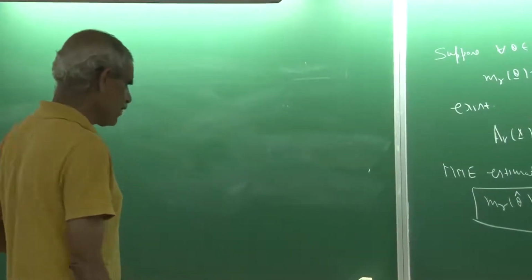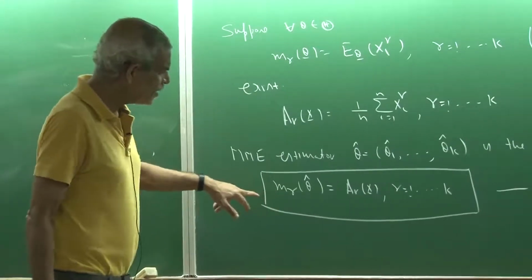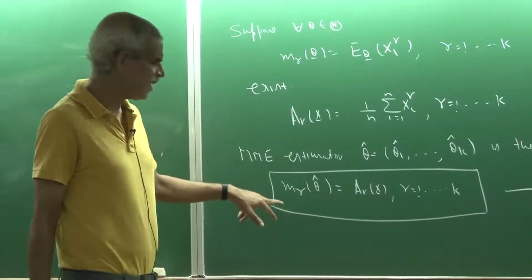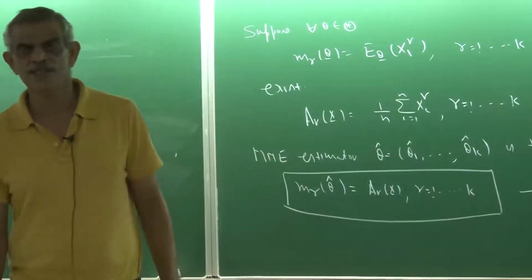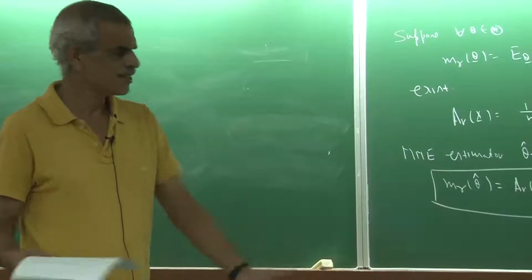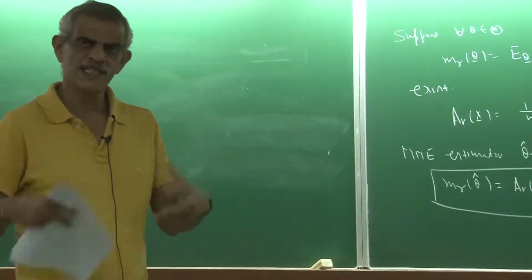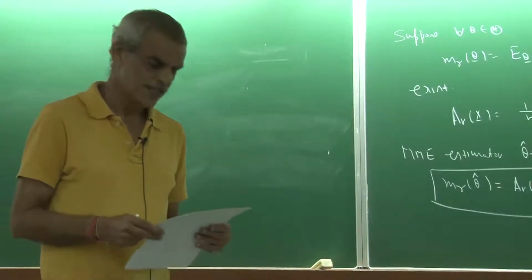So in those situations, one can use the modified MME method by ignoring those equations where M_r(theta) does not depend on theta. And then you consider some additional equations, and you go until the stage when you get a unique solution.